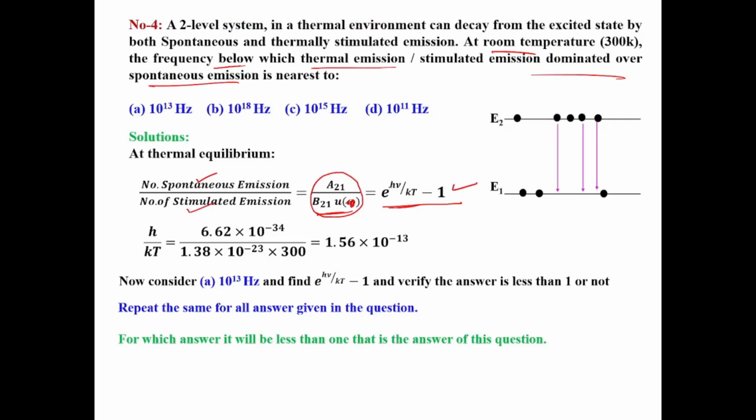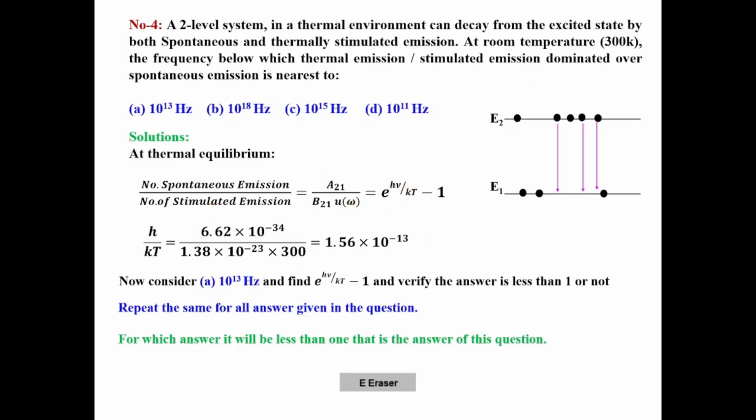So here, first we have to find out h by kT. h is the Planck constant, k is the Boltzmann constant, and T is room temperature, 300 Kelvin, which I substituted. So this value we found is 1.56 times 10 to the power minus 13.